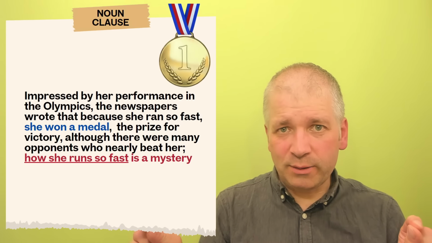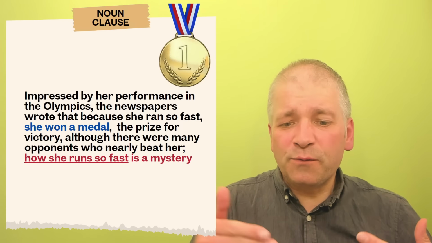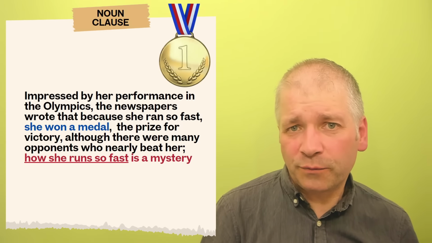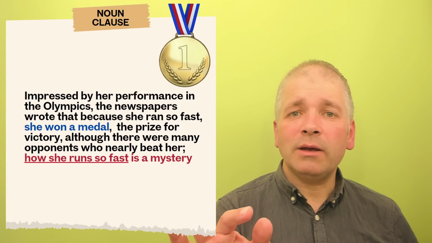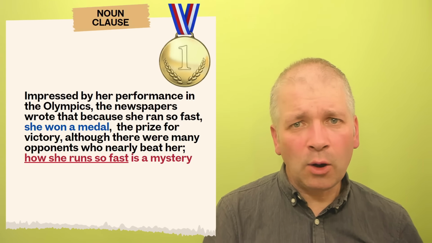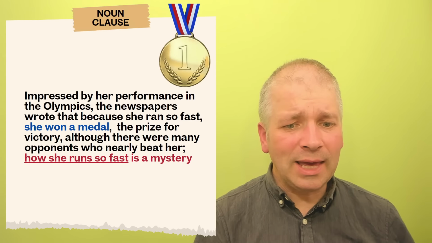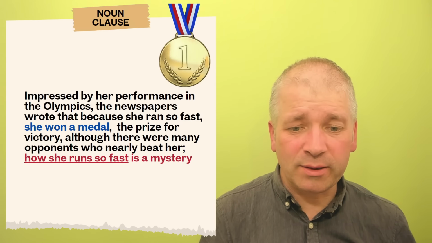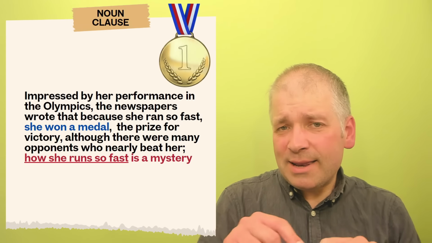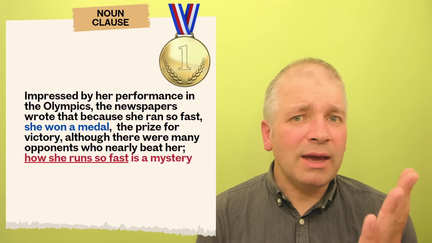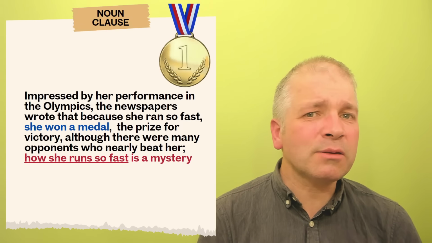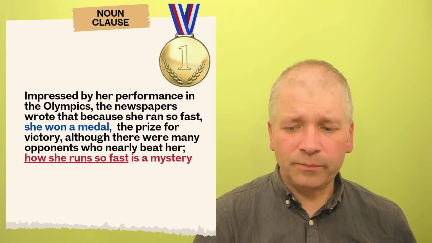Look at the extra words in red at the bottom again. How she runs so fast is a mystery. Now, what's the grammatical construction of the sentence? Is is the main verb here. A mystery is the object. So what is the subject? Well, here it's actually all of the underlined words: how she runs so fast. It's a noun clause because it has a clause for the purpose of the noun. It has a subject in the form of a clause.